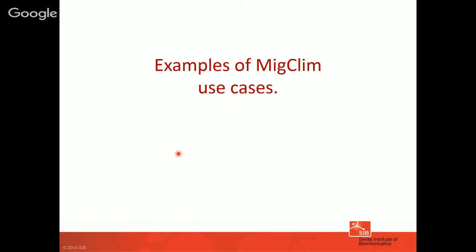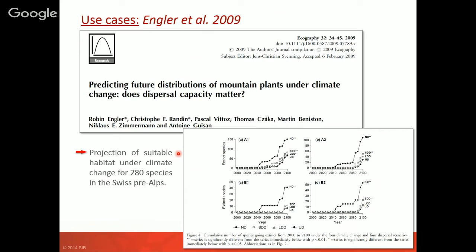Okay, so after this short introduction, I will give you a few examples of use cases of MIGCLIM. The first use case is a paper we wrote in 2009 with the people from Antoine's EcoSpat lab. Here we wanted to carry out projection of suitable habitat under climate change for 280 species in the Swiss Prealps. That would be the typical use case for which we developed MIGCLIM. It's when you want to carry out projection on future climatic conditions, you have a lot of species, so you need to be able to really automate things to carry out all these projections, and you want to account for dispersal.